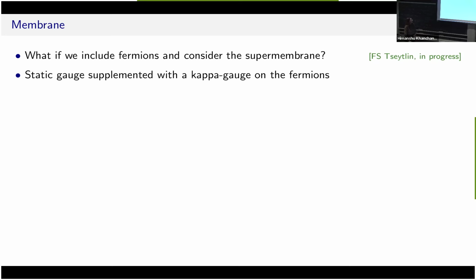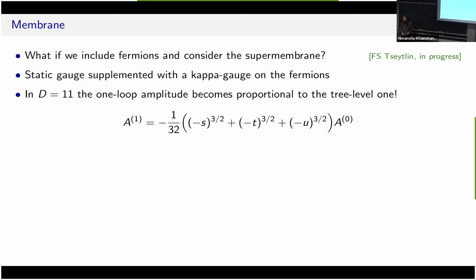Also in this case, one subtlety is that the static gauge on the bosons, you need to complement it with a kappa gauge on the fermions, so that you have the correct number of physical degrees of freedom. But this is just a technicality. And you can compute the one loop amplitude. So again, you take your external particles to be the massless bosons, but now in the loop, you have both the bosons that contribute and also the fermions.